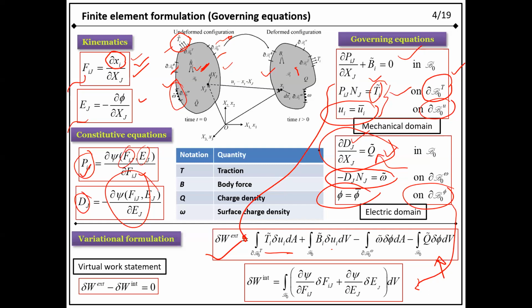We can also utilize the variational formulation. Here this showcases the external virtual work done. This is the work done by the mechanical, this is the body force, and this is the electrical forces. The second thing is the internal forces or the internal work done. That is written like this. You can say it is like a strain energy or variation of the strain energy.